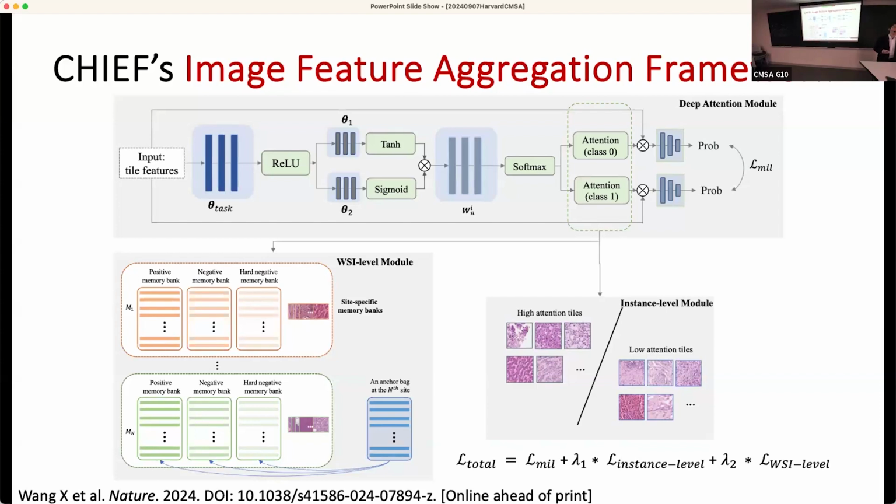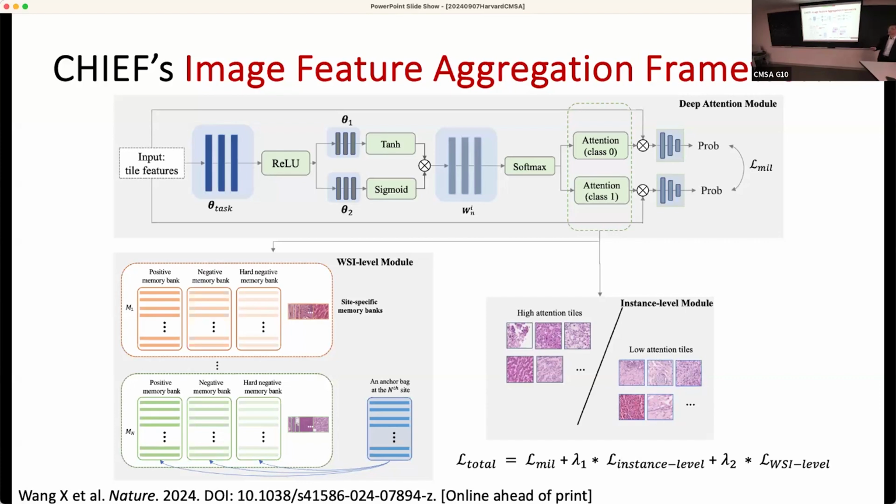The positive set will be the high attention regions for the cases labeled as positive in the same data set. And the negative memory bank will be the regions that have received high attention among the negative cases. That is a hard negative memory bank. Those will be the high attention regions of the samples labeled as negative. And then in the middle, the negative memory bank will be the regions coming from the negative classes, but they receive low attention.